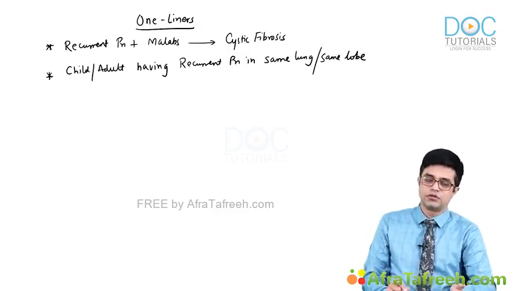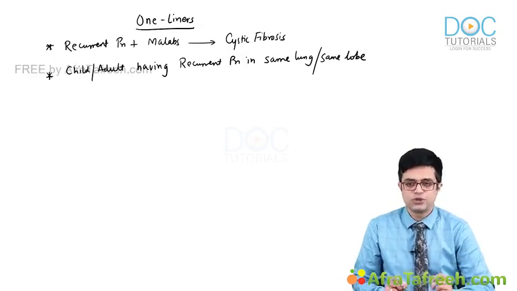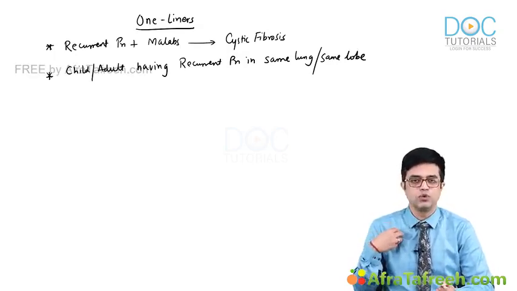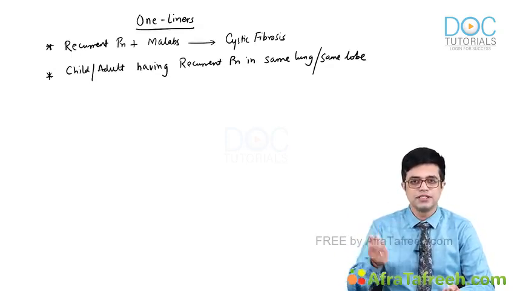A 2-year-old girl developed pneumonia. It was severe pneumonia. A chest X-ray was done. It showed consolidation in the right upper lobe. She was given antibiotics. She got fine. 2 months later, she again developed pneumonia involving the same region, same consolidation. What other investigation will you do?